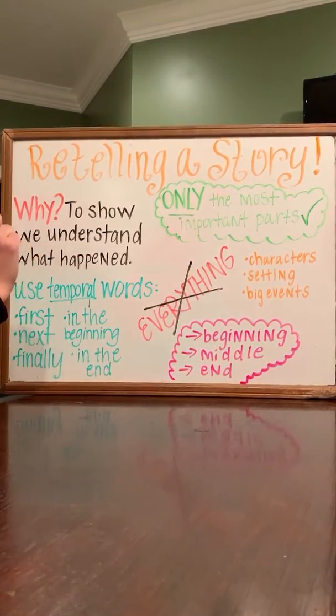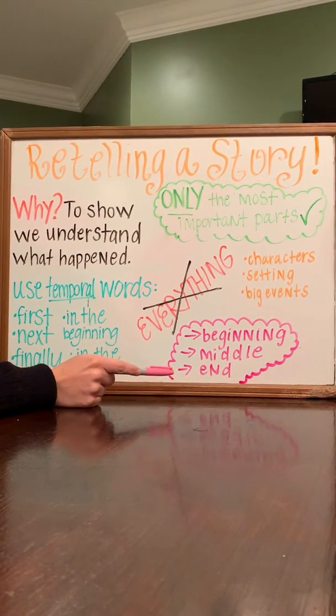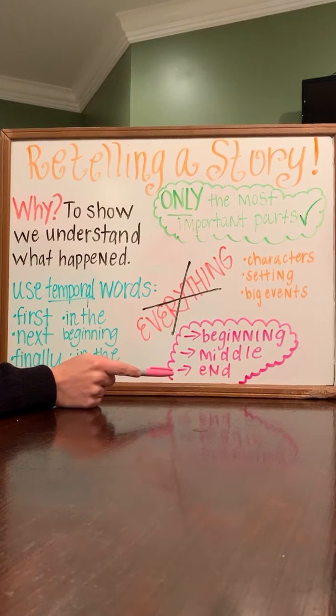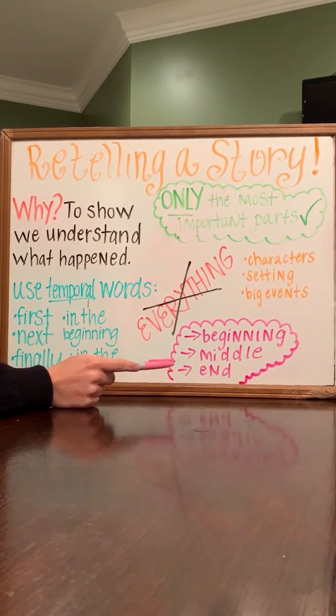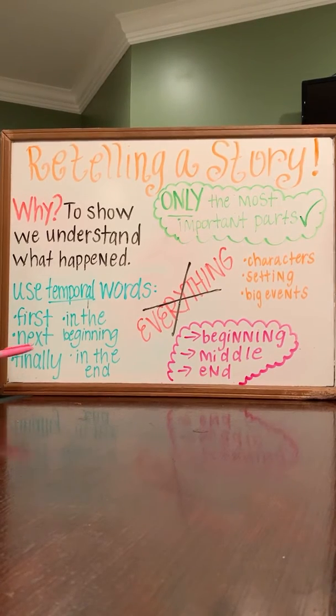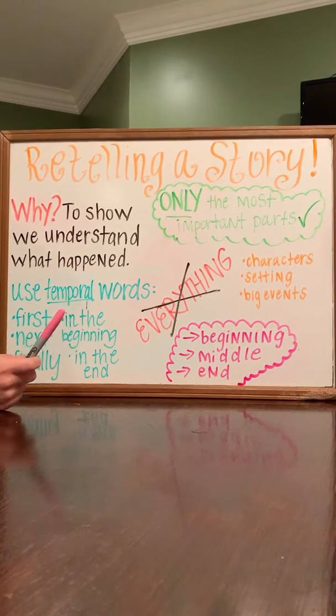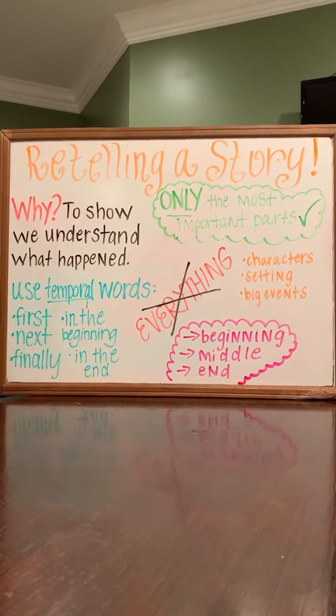To write a narrative, your story will need a beginning, a middle, and an end. To make the transition between these parts, you will need temporal words such as first, next, finally, in the beginning, and in the end. Now we will look at an example of a narrative.